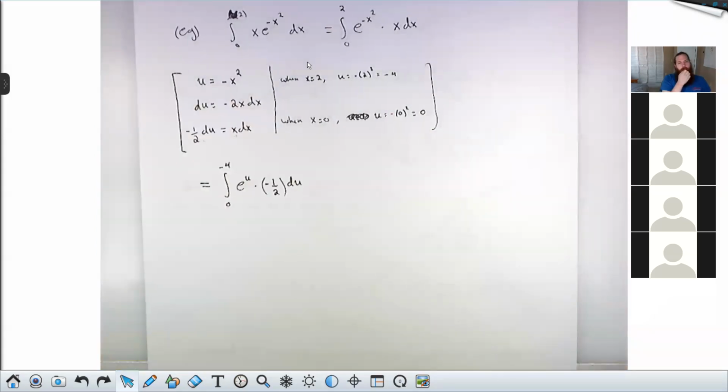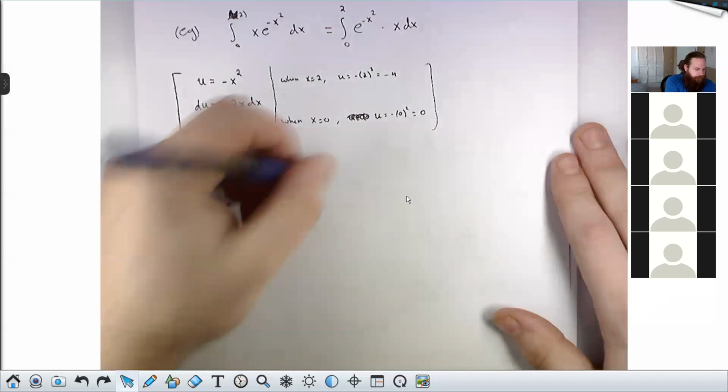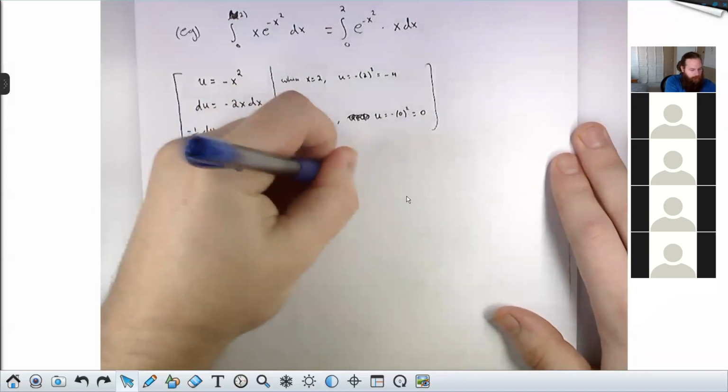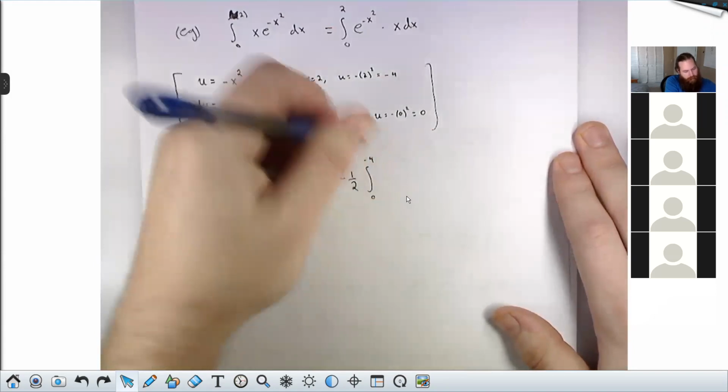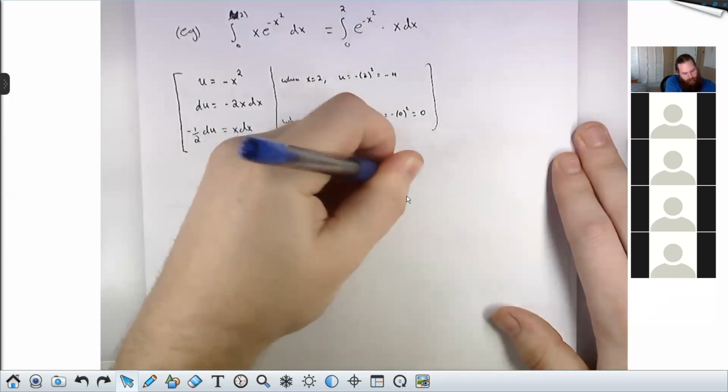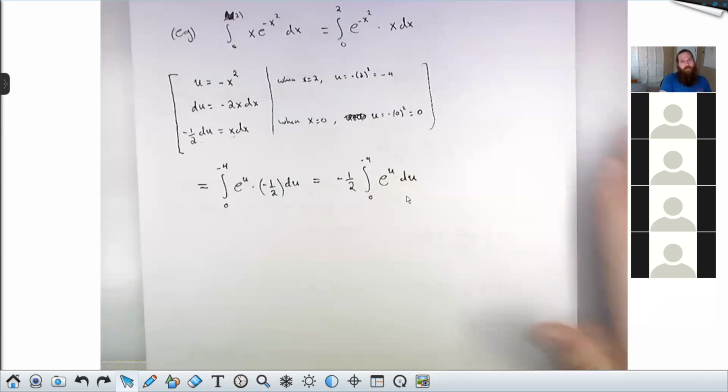And I encourage you to write parentheses like that. It'll help you to remember that this is being multiplied, right? This is times x dx, and x dx is -1/2 du. Now I can shuffle this constant multiple out front of the integral. And what's left is very easy to integrate, e to the u du.